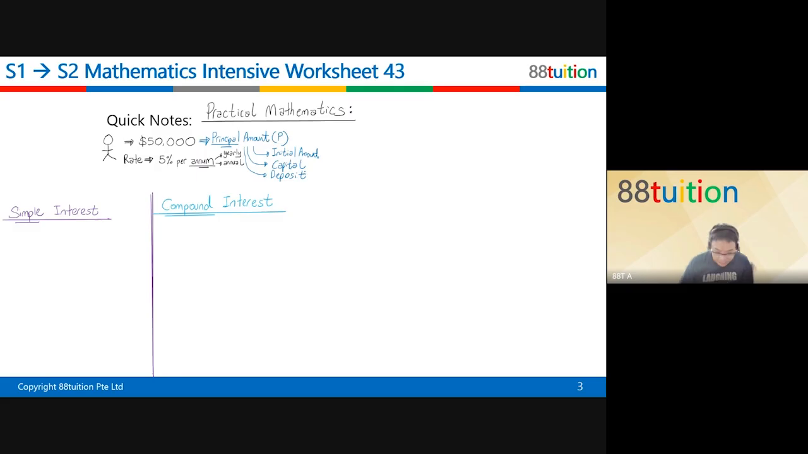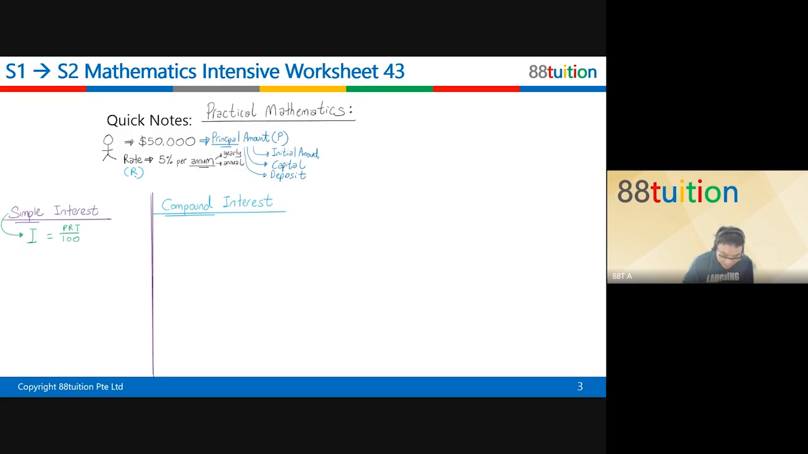Okay. So here comes the formula for simple interest. The formula for simple interest is I equal to PRT over 100. The I represents simple interest, basically. The P is the principal amount. The R represents the rate. So the rate is represented as an R.